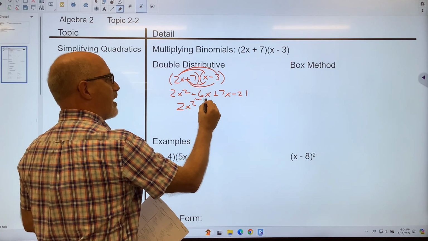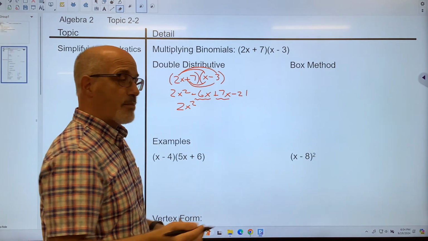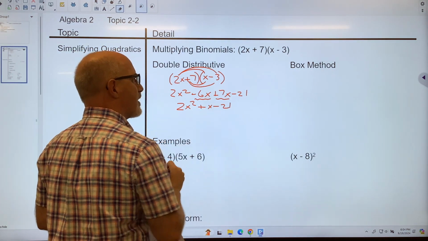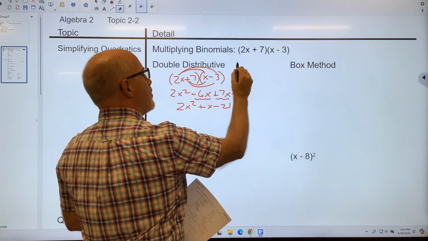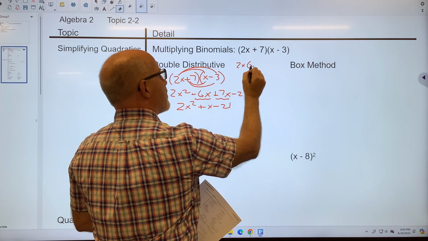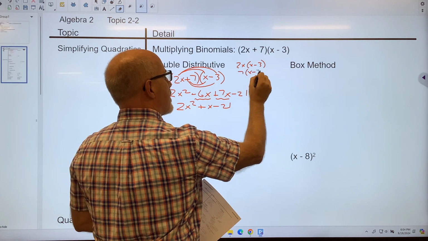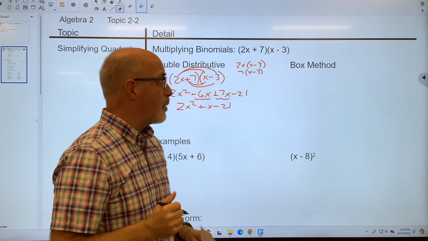We'd simplify that by going 2x squared. These two are like terms, so we can combine them. Negative 6x plus 7x is a positive 1x minus 21. Okay, so that's the double distributive. In essence, you're doing 2x times the x minus 3, and then you're doing the 7 times the x minus 3. Both of those are represented by that, so you're distributing twice.